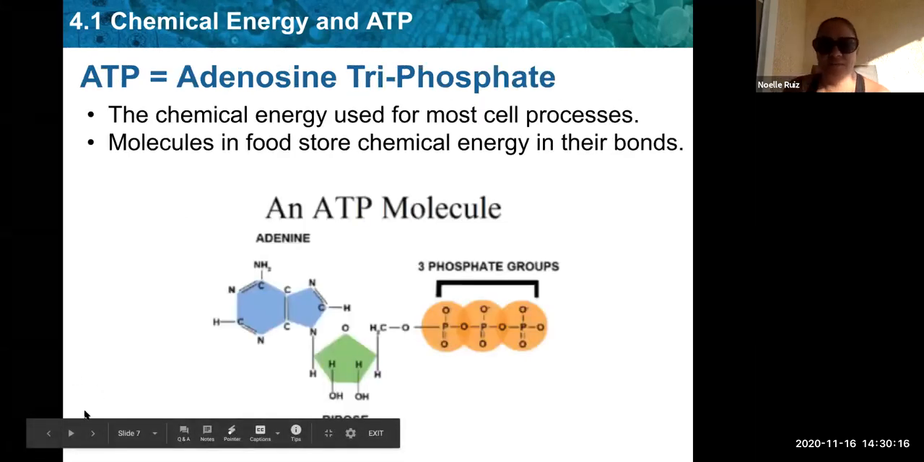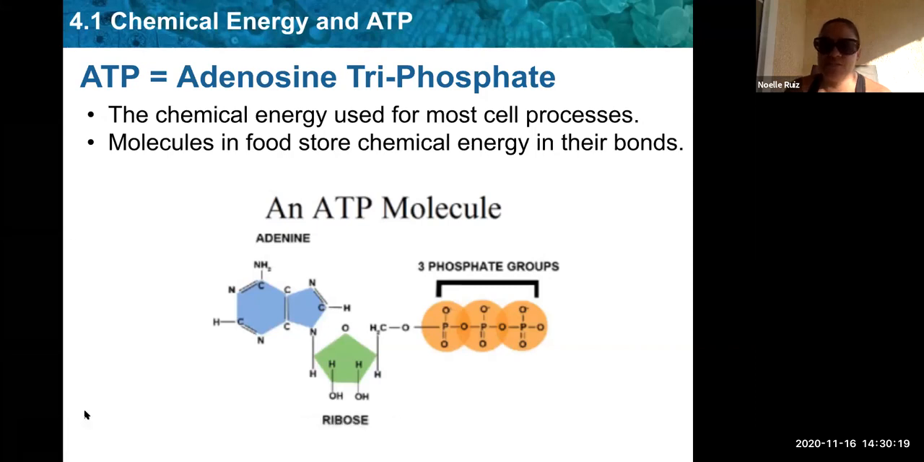ATP, we talked about this last week. We just talked about ATP being the molecule of energy, but it stands for adenosine triphosphate. Chemical energy used for most cell processes. Molecules in food store chemical energy in their bonds. When our stomach breaks those bonds through the process of digestion, we get to absorb that energy. And then there is an ATP molecule. Part of it is adenine, part of it is ribose, which is a sugar. Then you have 3 phosphate groups, which is where the tri comes in. Tri means 3.